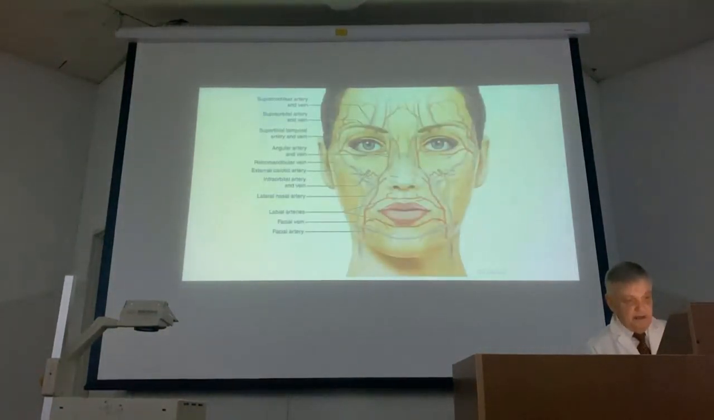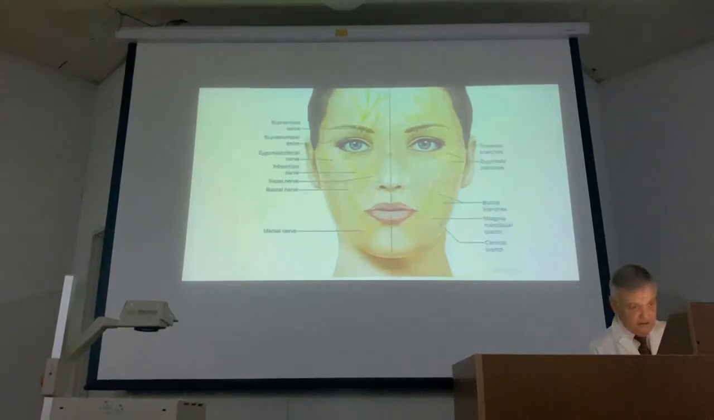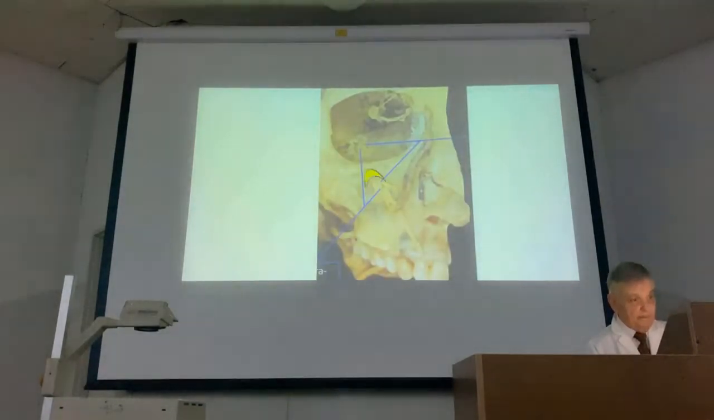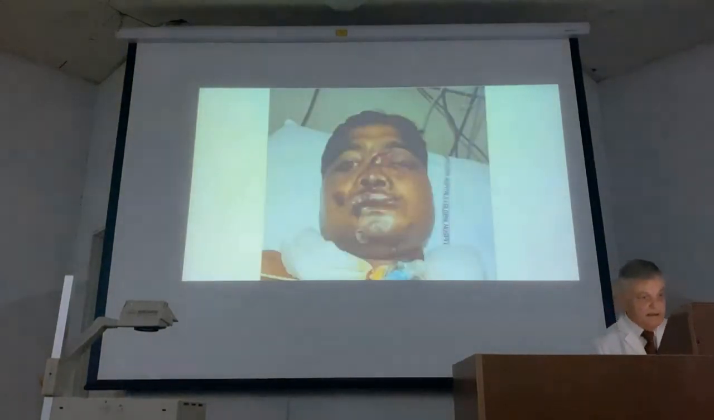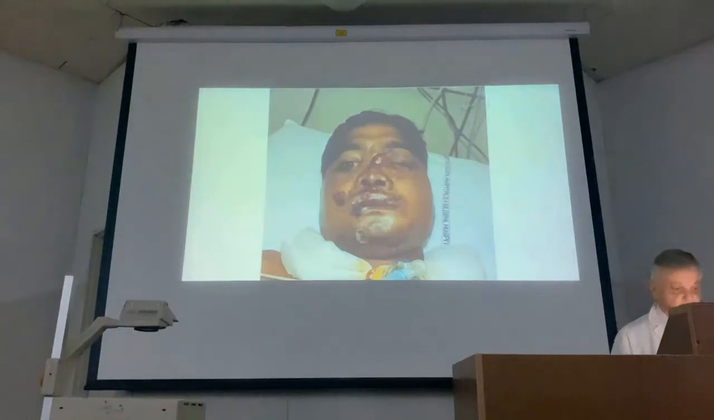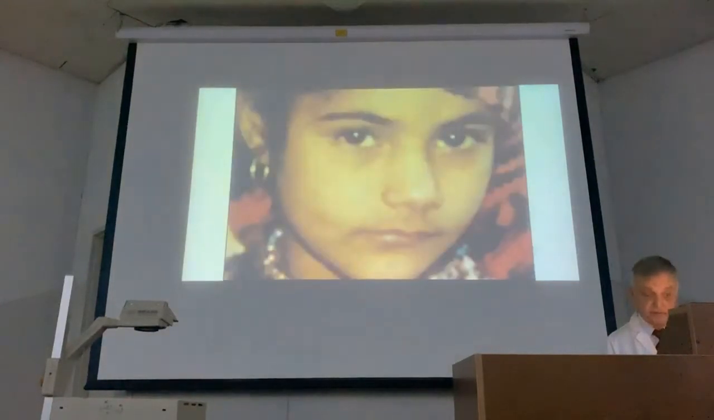So the face has very good blood supply, it has good venous drainage, but the problem is in the venous drainage because these veins are valveless, and it has very good nerve supply. These are branches of the maxillary divisions. This is a bad face. When we deal with bad faces, with wounds and infections, we have to have some knowledge of the face.